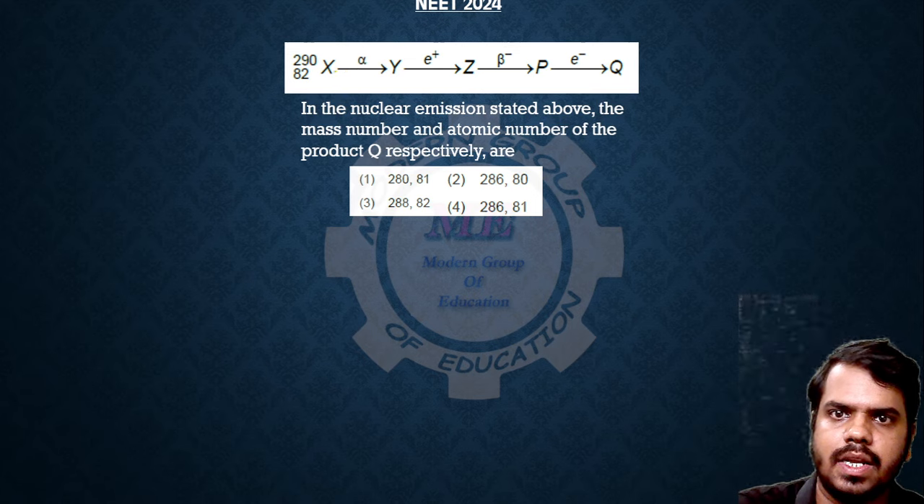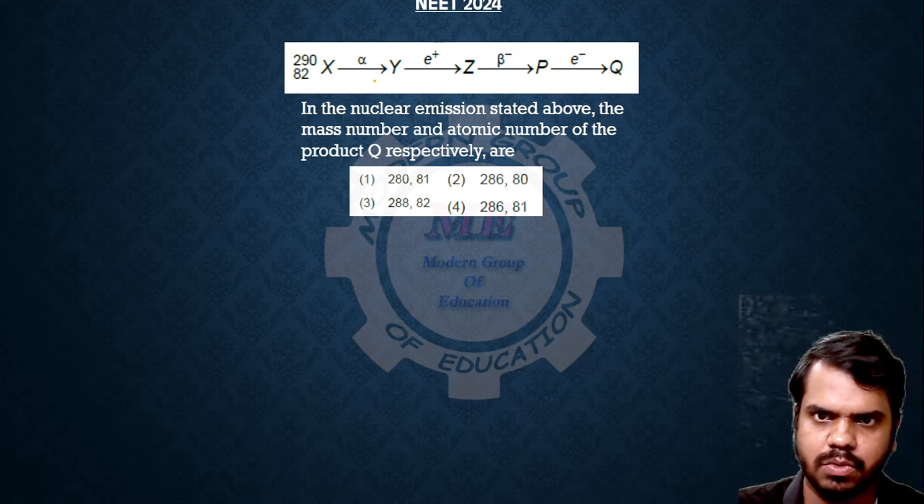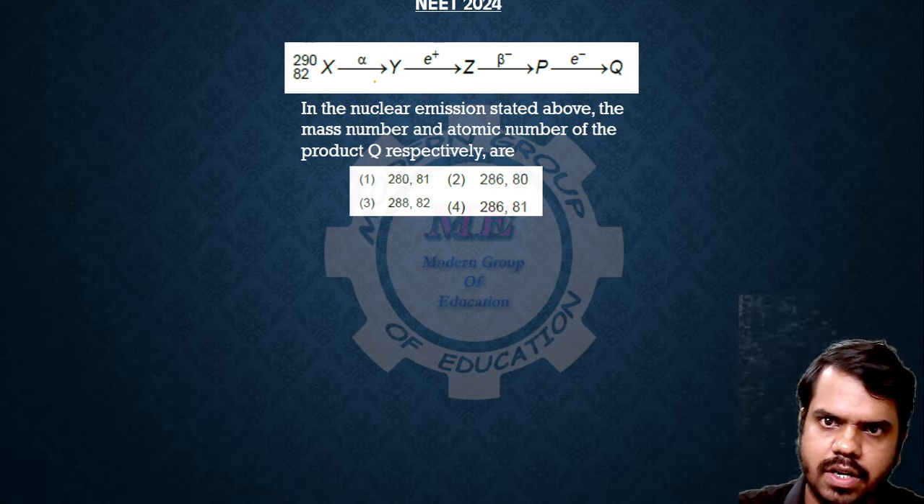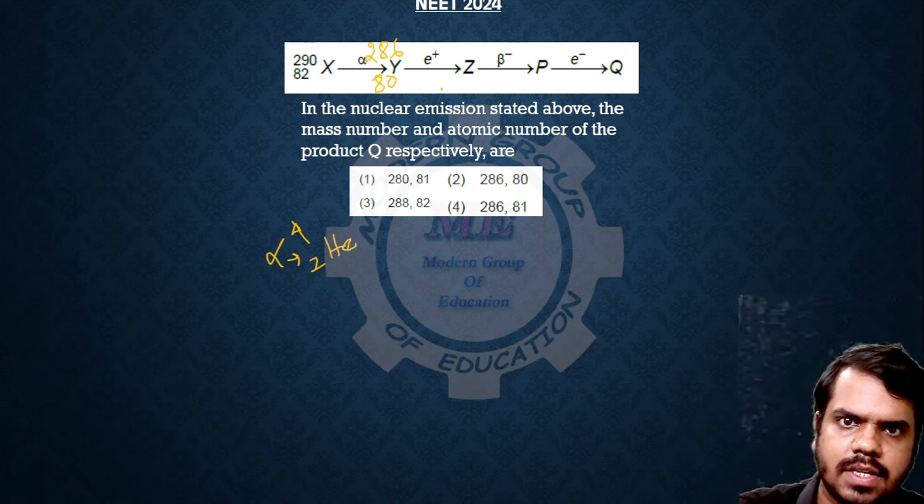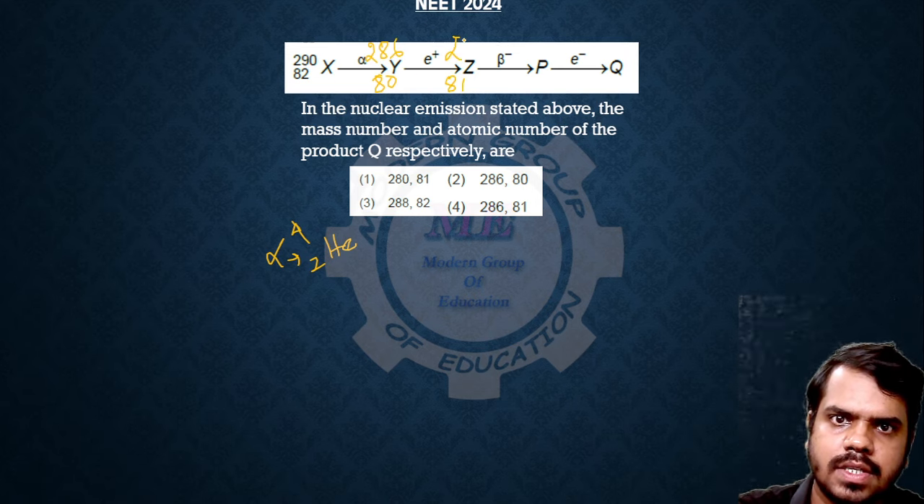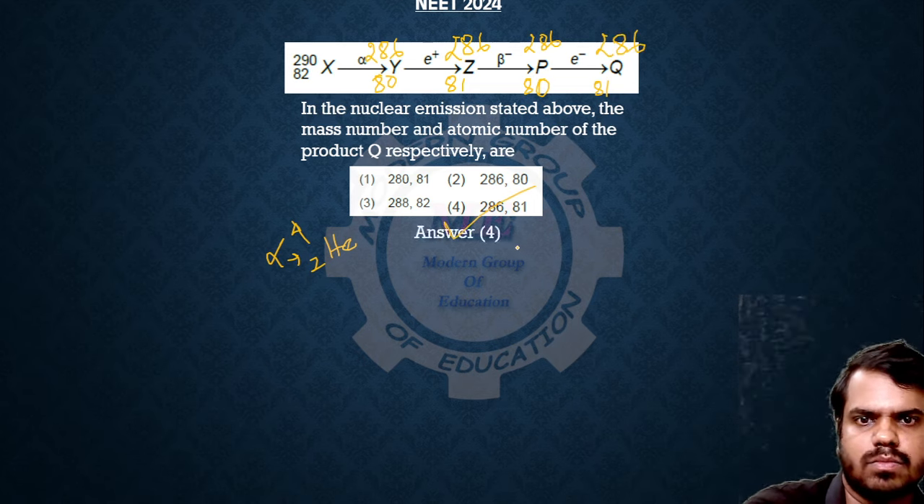Here, 82 to 290, after alpha decay, alpha is 2He4, so minus 2 in the atomic number, so it becomes 80, and minus 4 in the atomic mass, so it will be 286. After e plus it will become 81 and 286. After beta minus it will again be 81, 286, and after the next it will be 80, 286, and after again 81, 286. So answer 81, 286, option 4 is correct.